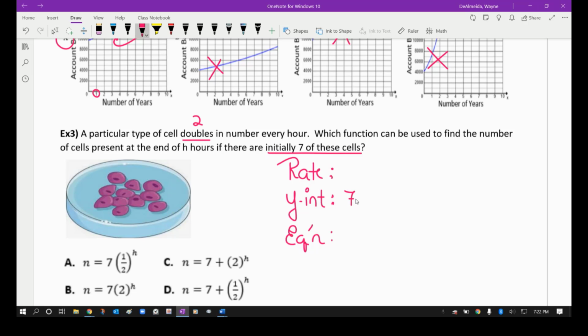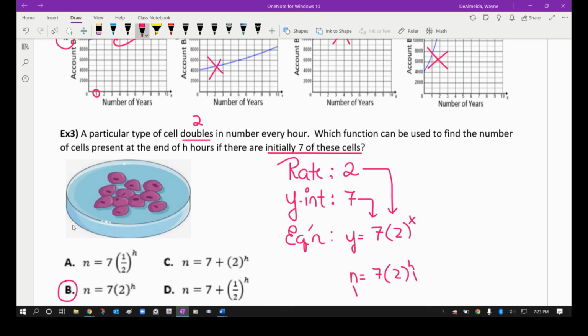So we know the y-intercept is 7. We know the rate is 2. Because there's no percentage, we know that this is going to be the rate. So the equation equals the y-intercept 7, 2 is the rate, and raised to the x. Now, if you notice right there, the multiple choices have n and h instead of y. So basically, instead of y, they're using n, and 7, and then 2, and then h. So this is representing the number of cells, and this is the number of hours. So we know with certainty that it's going to be letter B.